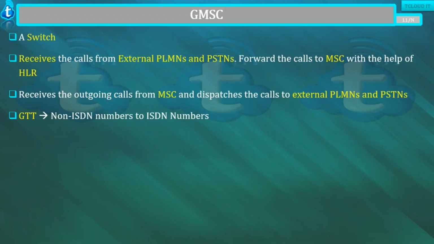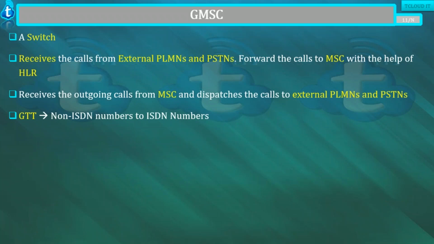Also, GMSC performs one other vital functionality called GTT, which stands for Global Title Translation. GMSC is going to perform this GTT. So what is this GTT? What happens as part of this GTT? Simply, here it is written as converting non-ISDN numbers into ISDN numbers. What is the meaning of it?